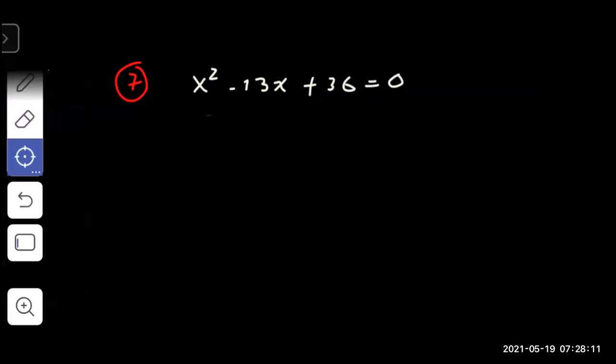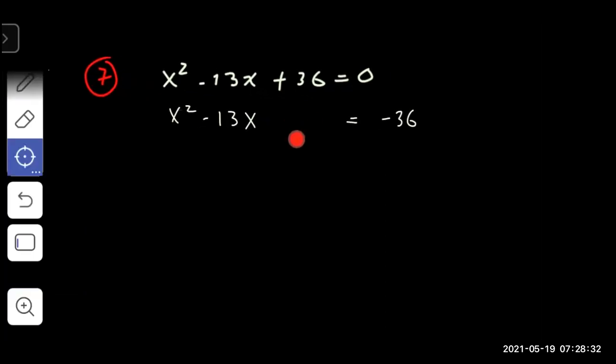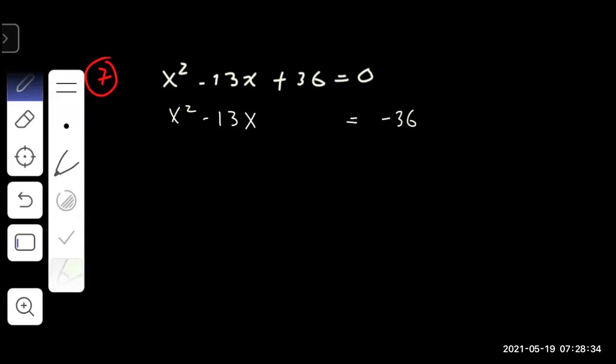I'm going to move this to the other side and turn it into a perfect one. We have x squared minus 13x. What is the term that I'm going to move? 36, so it becomes negative 36. Then let's use the formula again, the formula to find the missing value to make this a perfect square. I'm going to use b over 2, squared. I just learned this formula by heart.